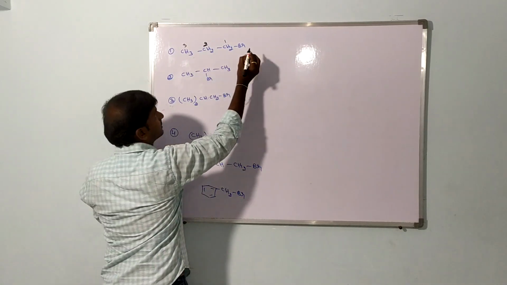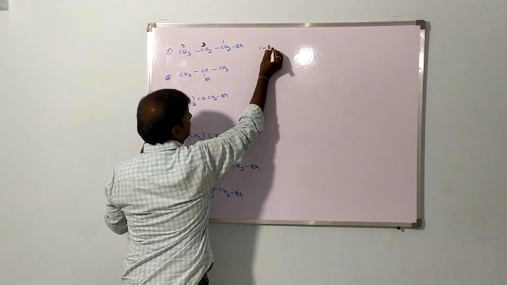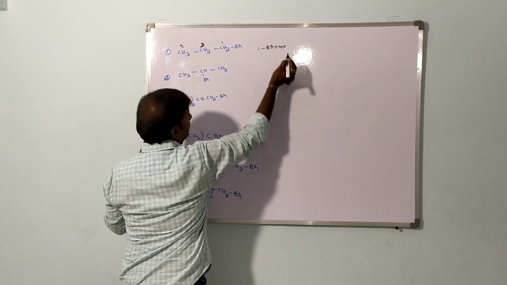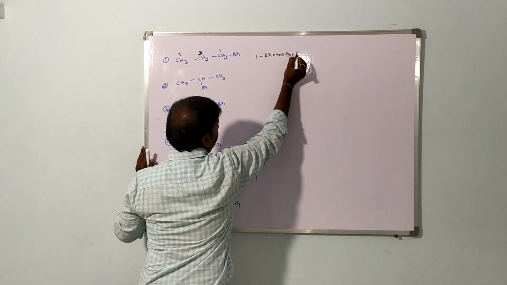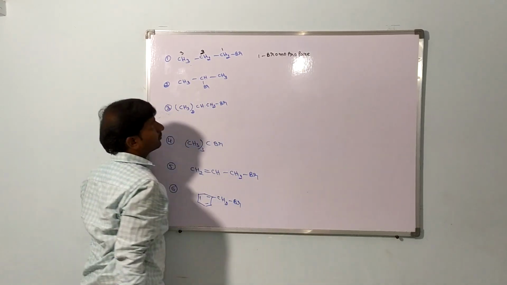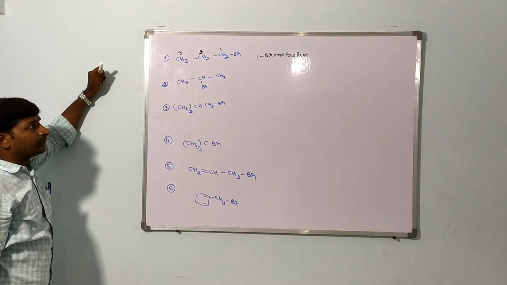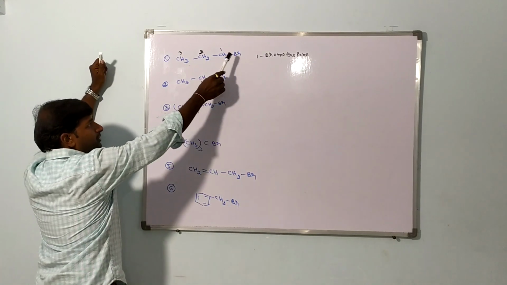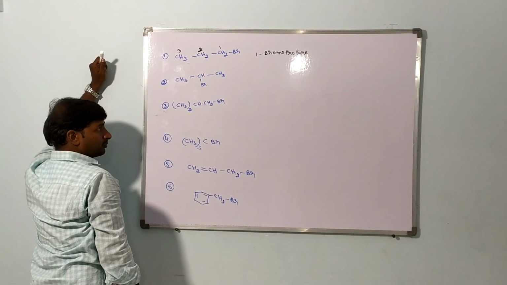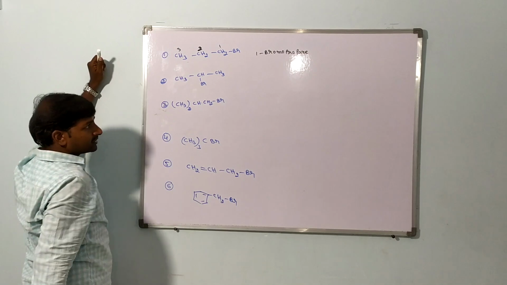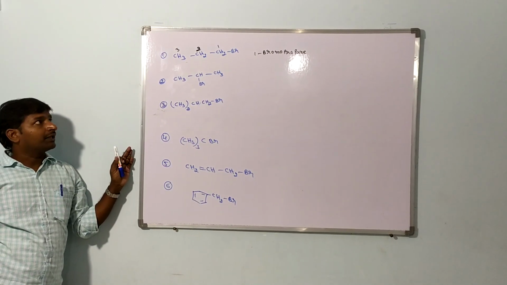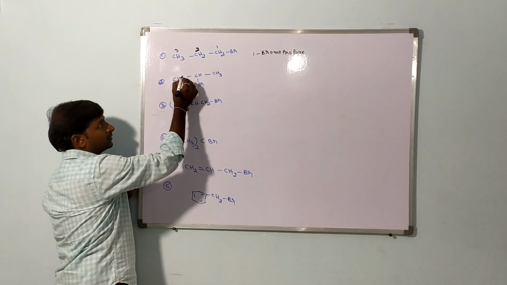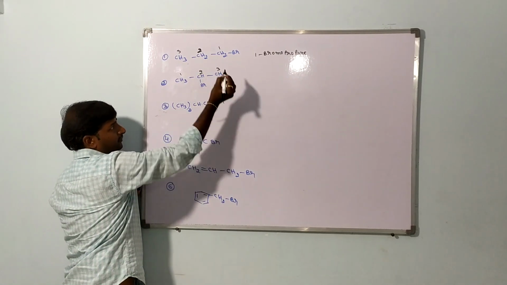While we are giving the numbering, first we have to give the first priority to the halogen. So this name is 1-bromo propane. Because bromine is in the first position, that's a 1-bromo. Total 3 carbons are there, so that's a propane. 1-bromo propane.